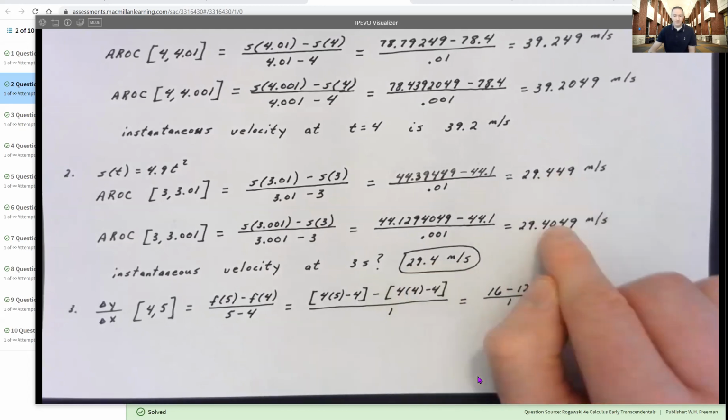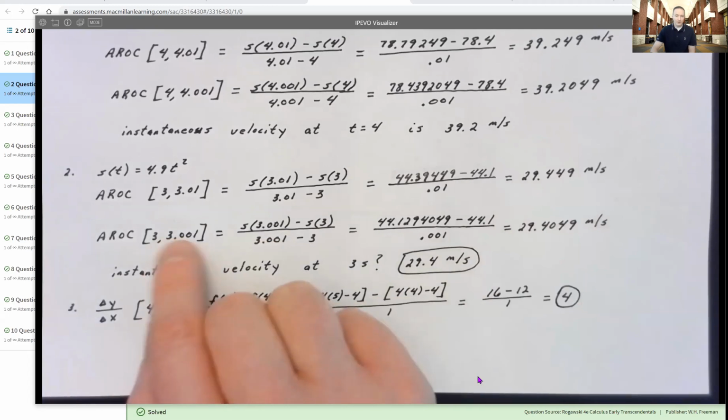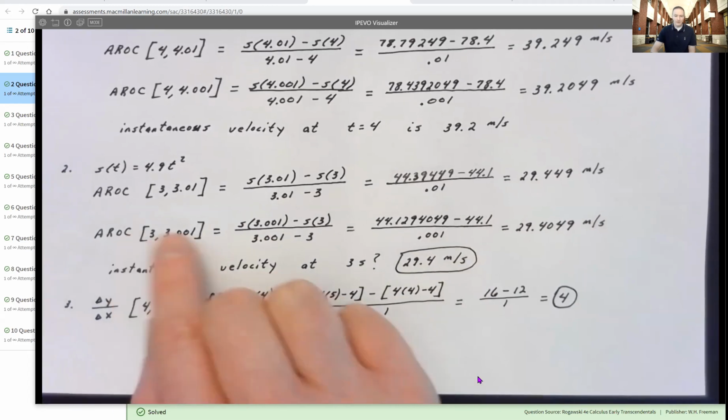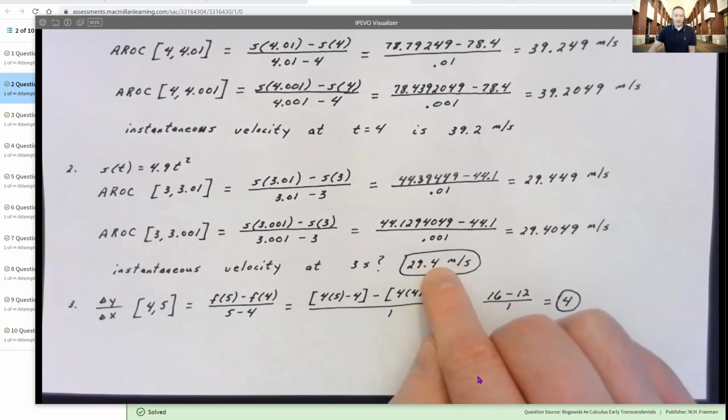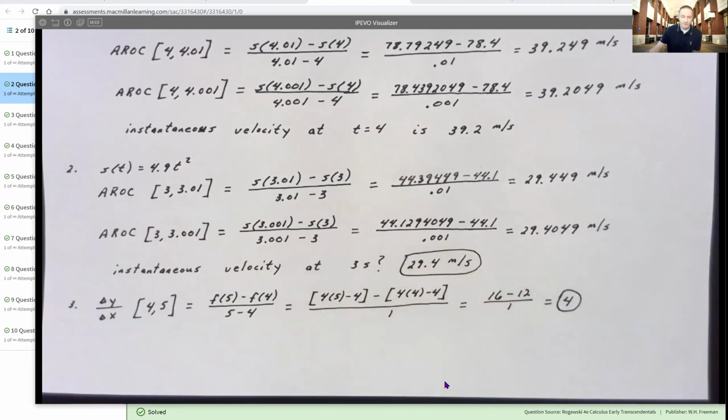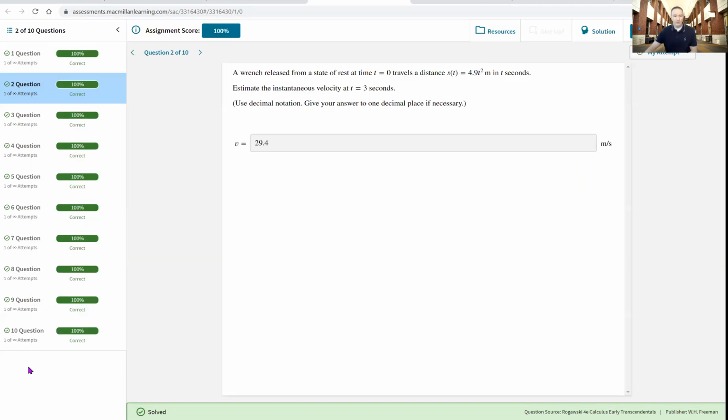But I also want you to see that, yes, if you keep on making this interval smaller and smaller and smaller, your limiting value is going to approach this value right here. Instantaneous velocity at 3 seconds, 29.4 there.